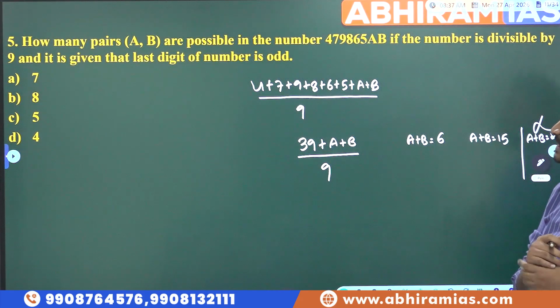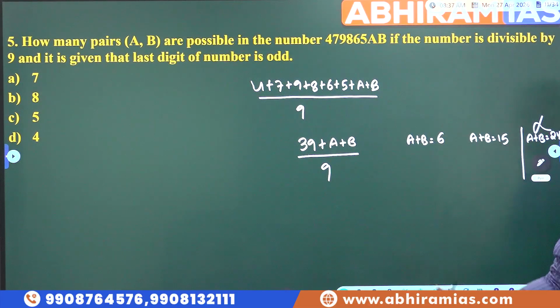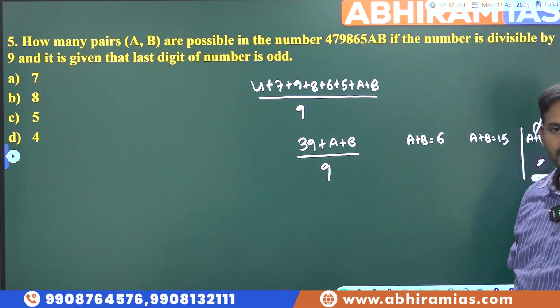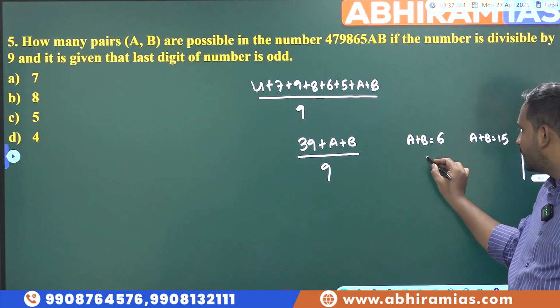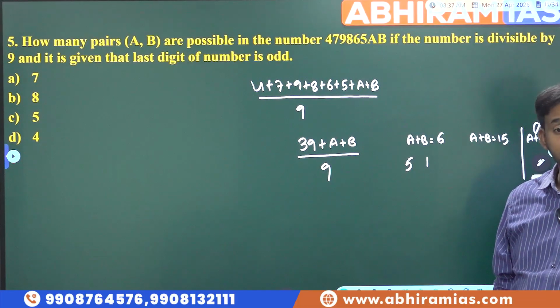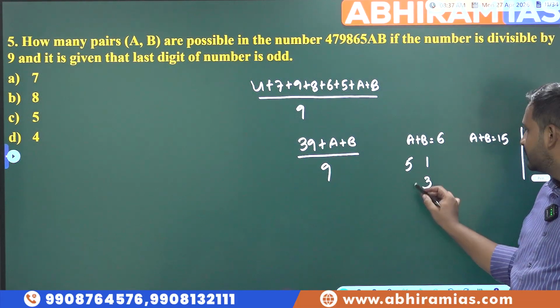And one more condition they mentioned. What they have mentioned? Last digit should be odd. So that means B should be odd, right? Always. So I cannot take 0 in place of B. So I can take 1. If B becomes 1, A becomes what? 5. So next odd digit is what? 3. Then B becomes 3, A becomes 3.